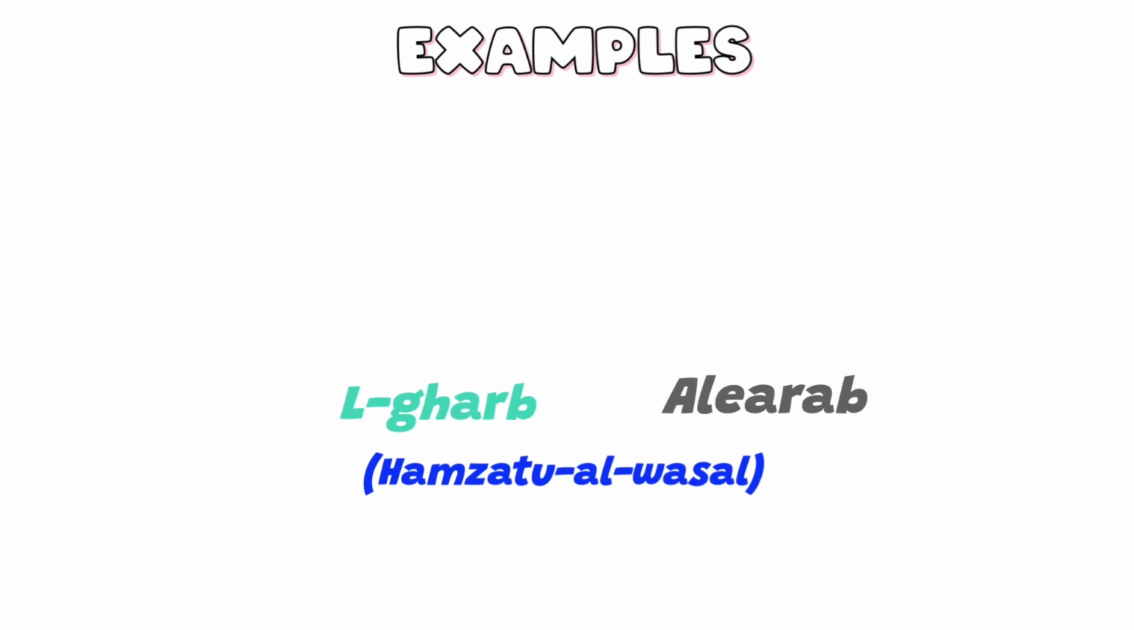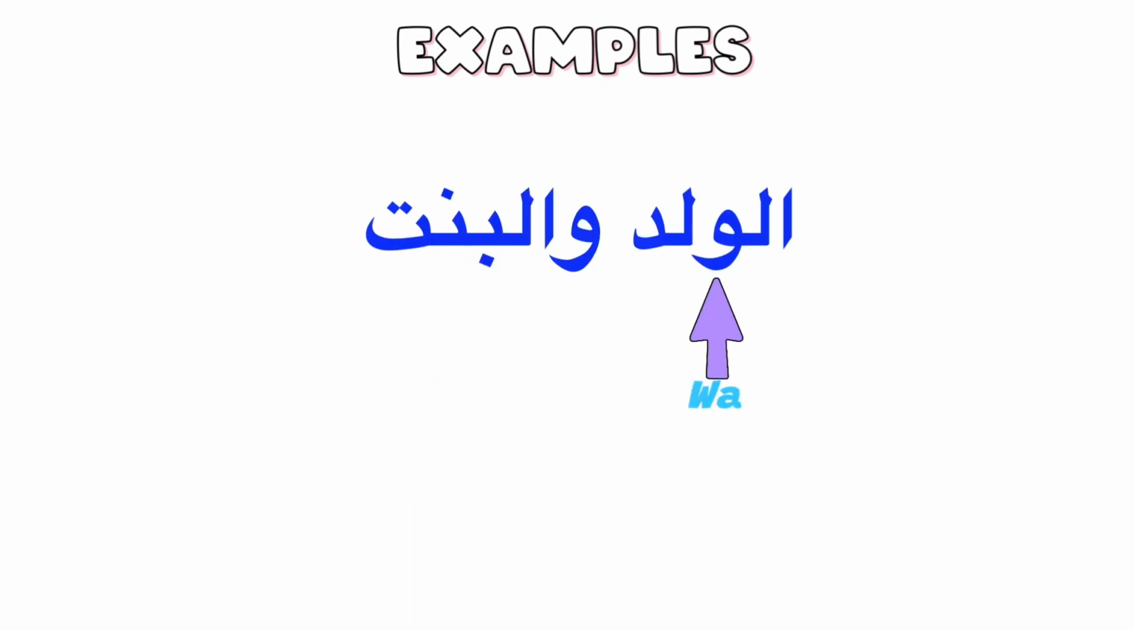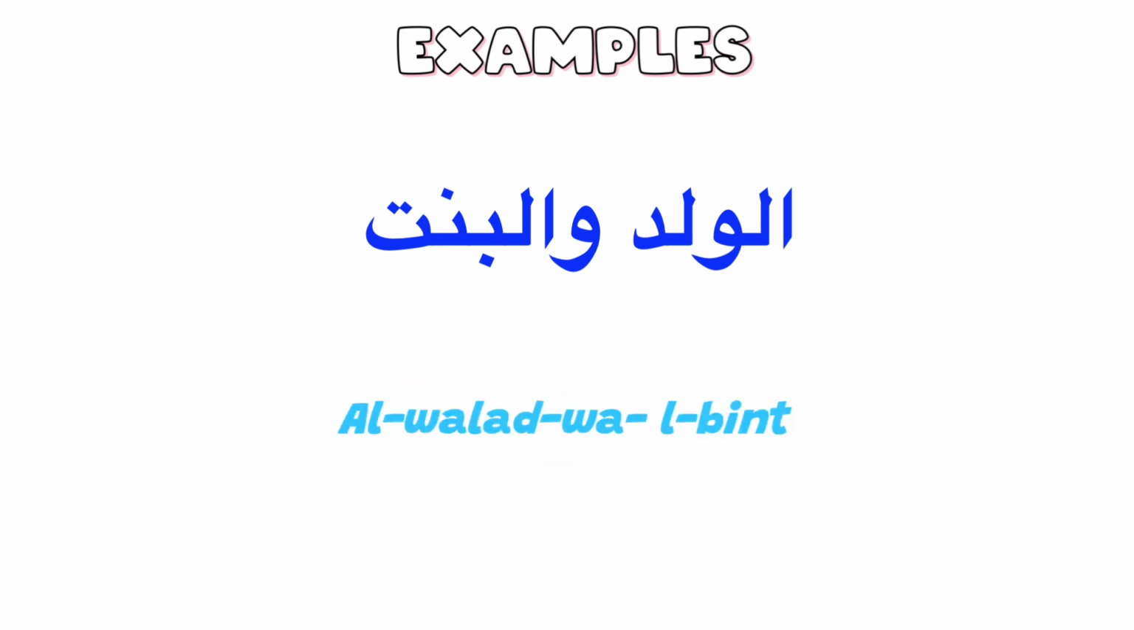Moving on, considering some examples you have to read by yourself. Our first one is this: al-walad wa al-bint. It's not like this. You have to read al-walad wal-bint, because there is a hamzat al-wasl.